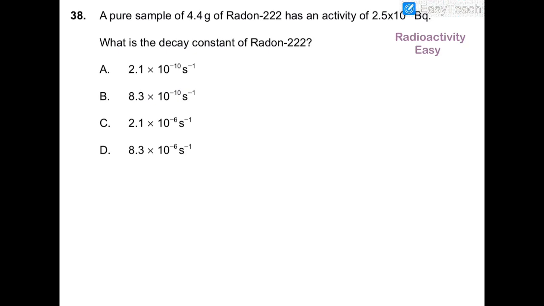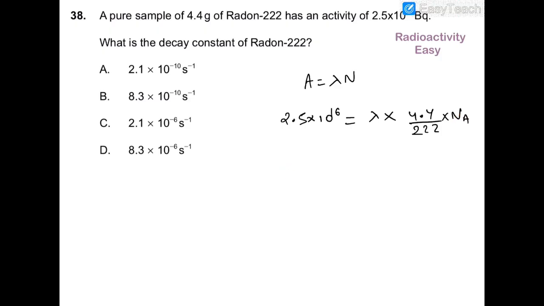Now in this question you can see that a pure sample of 4.4 gram radon has an activity of this. So what is the decay constant of radon? We know that the activity is lambda into n. So activity is 2.5 into 10 raised to power 16 becquerel. This is lambda, and n is 4.4 divided by 222 into Avogadro number. This is number of moles and Avogadro number. If we multiply number of moles with Avogadro number, we would get the total number of atoms.